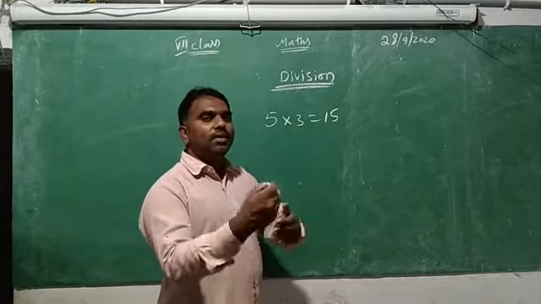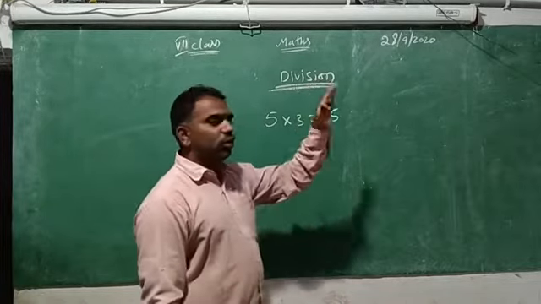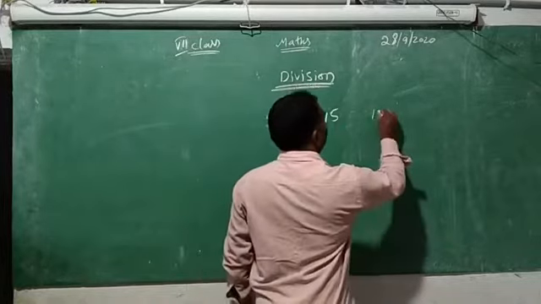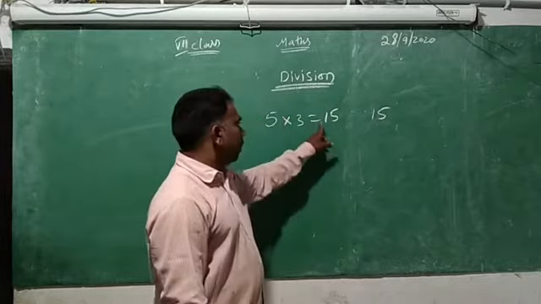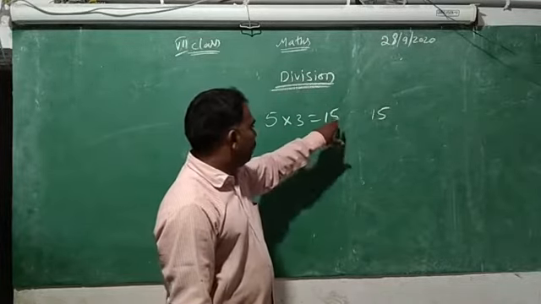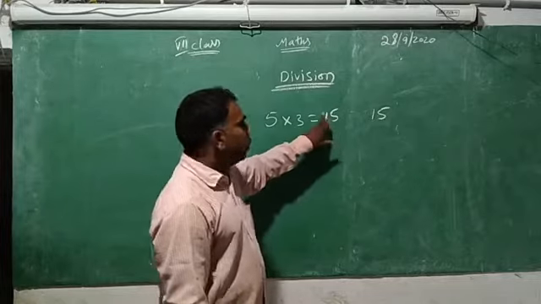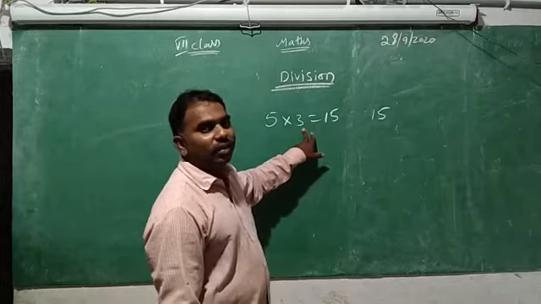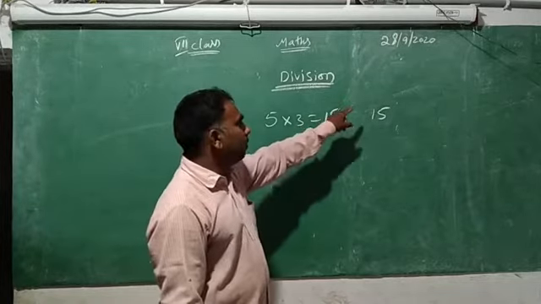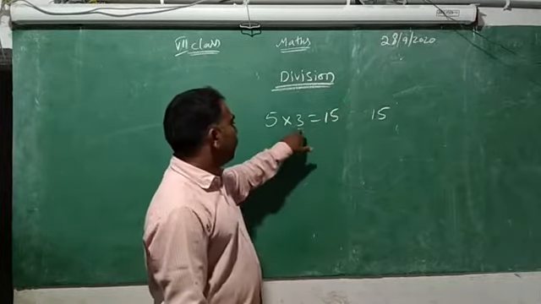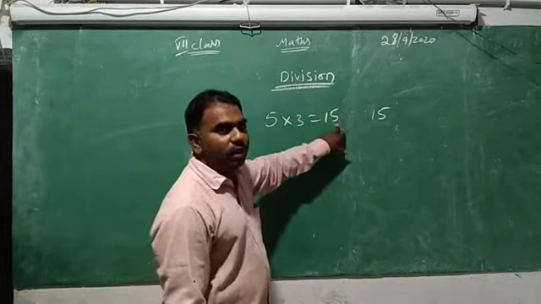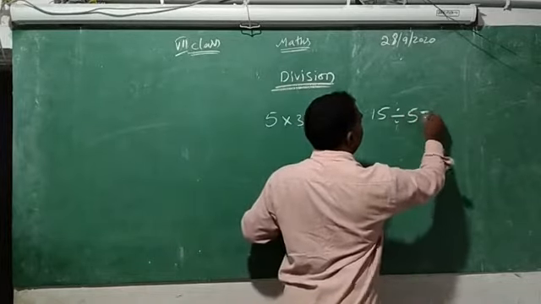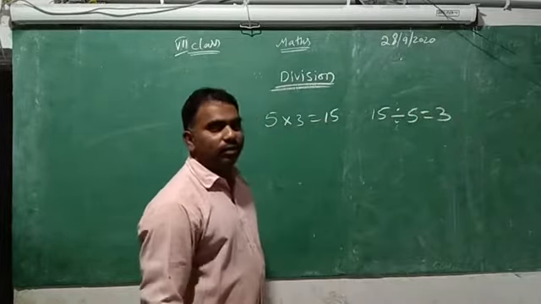We will write in the other way. We will convert this multiplication into the division. How are we converting? You see once. 15, the product. If you divide 15 objects to 5 numbers, then each one will get 3. So the multiplication sentence I am converting into division. When 5 3s are 15, it means when 15 is divided among 5 people, then each one will get 3.